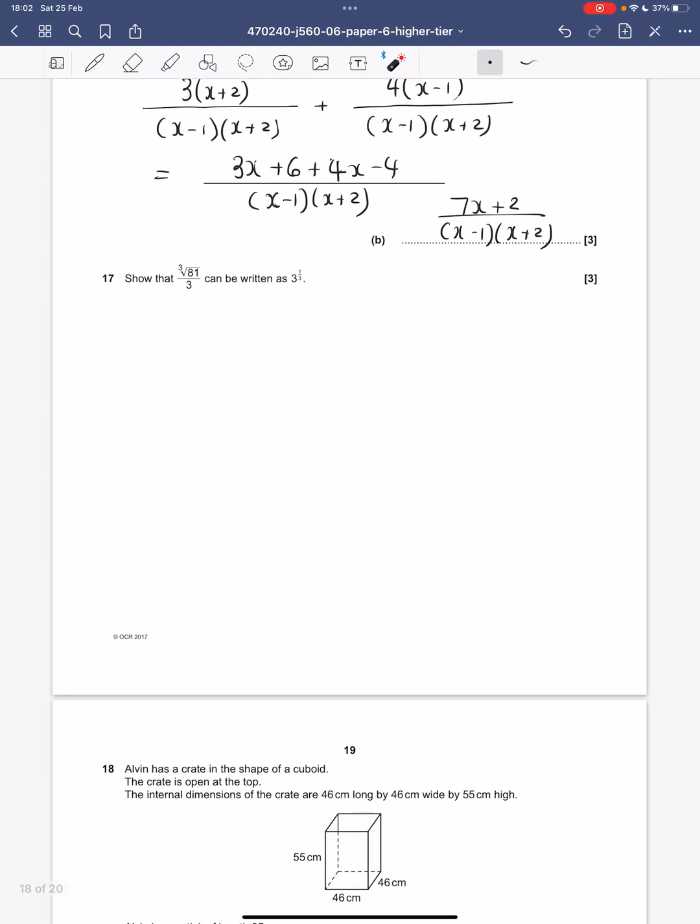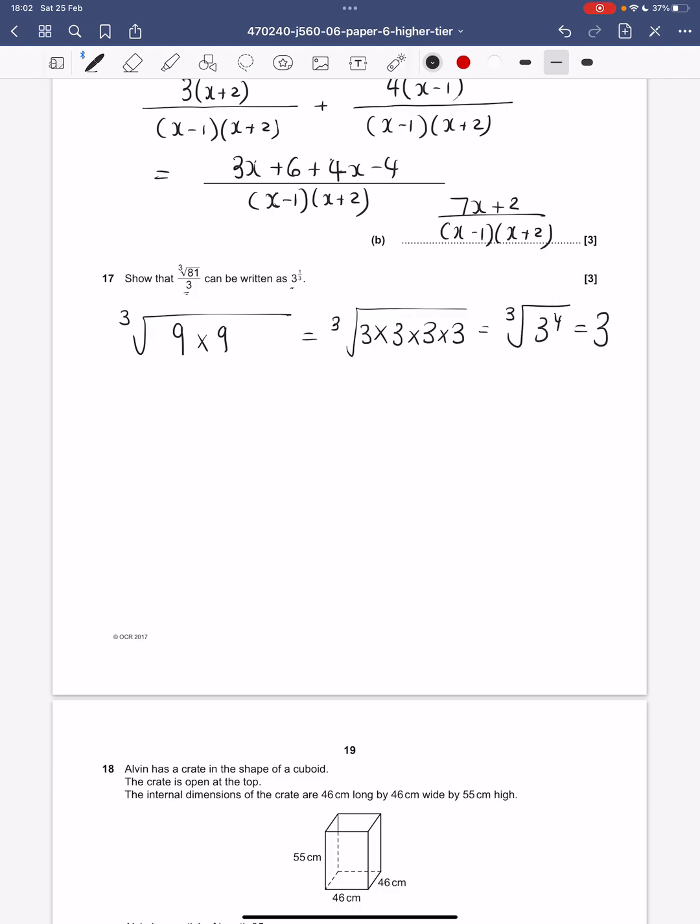Right, number 17. Show that the cube root of 81 can be written as 3 to the power of 1/3. So the cube root of 81, so that's the cube root of 9 times 9. So it's the cube root of 3. See, I'm going for 3s because of these 3s. 3 times 3 times 3 times 3. So it's the cube root of 3 to the 4, which is actually 3 to the 4/3.